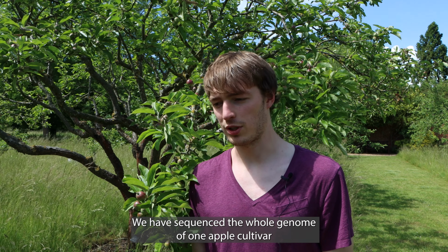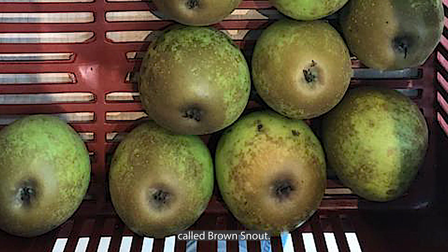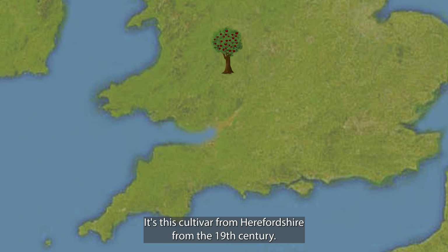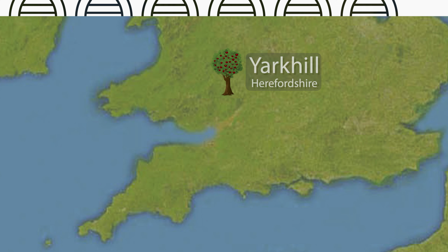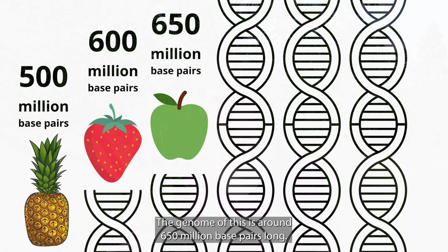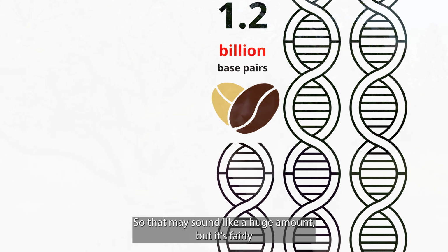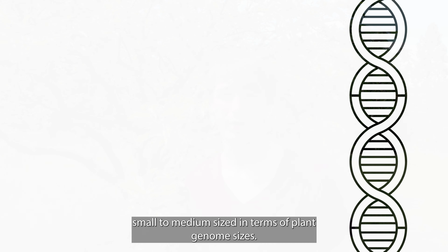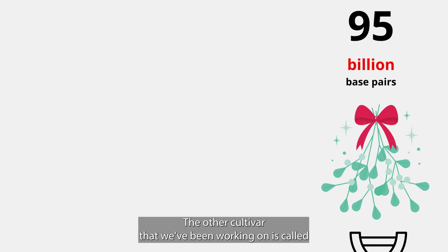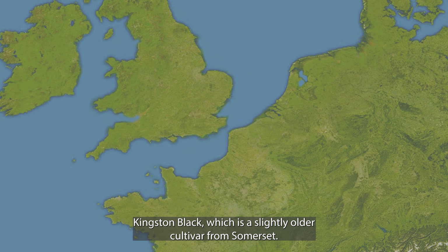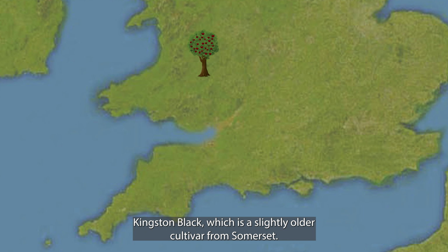We have sequenced the whole genome of one apple cultivar called Brown Snout. It's this cultivar from Herefordshire from the 19th century. The genome of this is around 650 million base pairs long. So that may sound like a huge amount, but it's fairly small to medium-sized in terms of plant genome sizes. The other cultivar that we've been working on is called Kingston Black, which is a slightly older cultivar from Somerset.